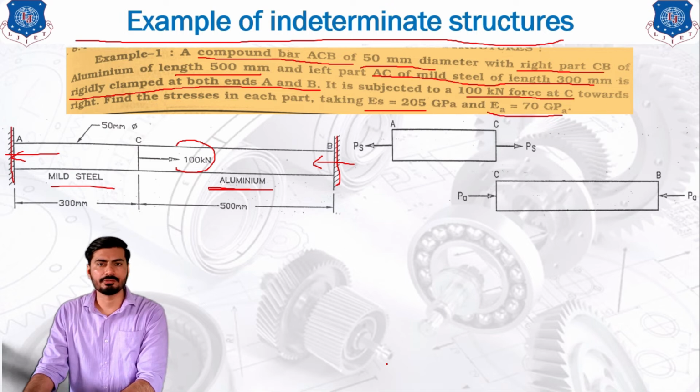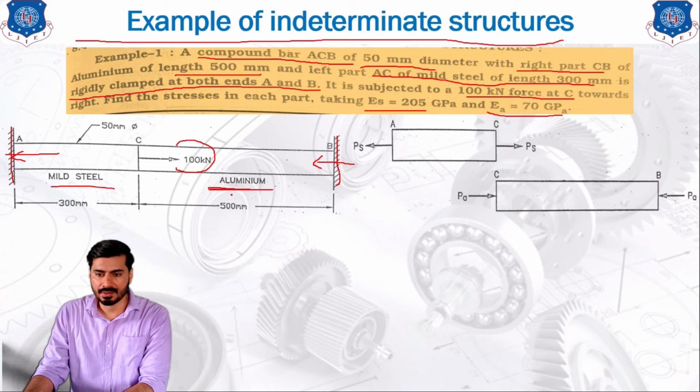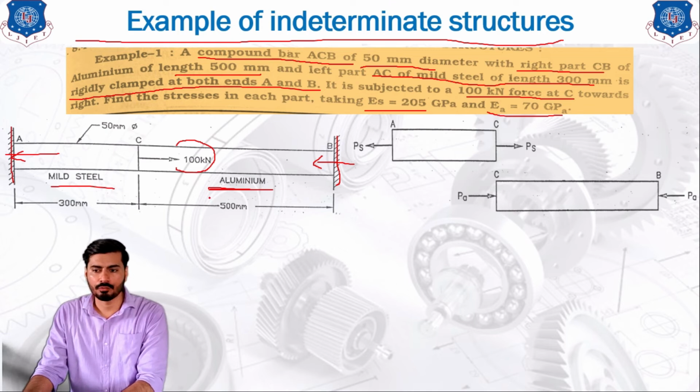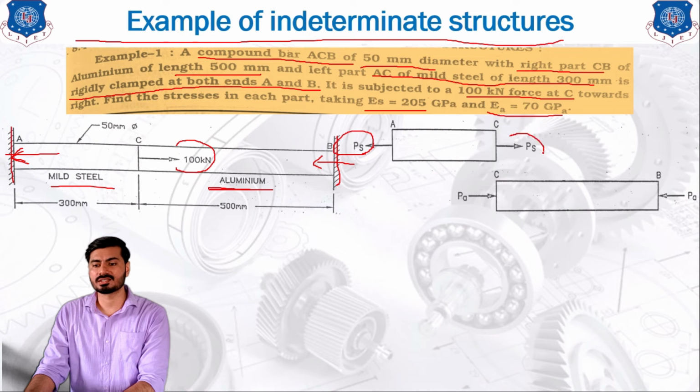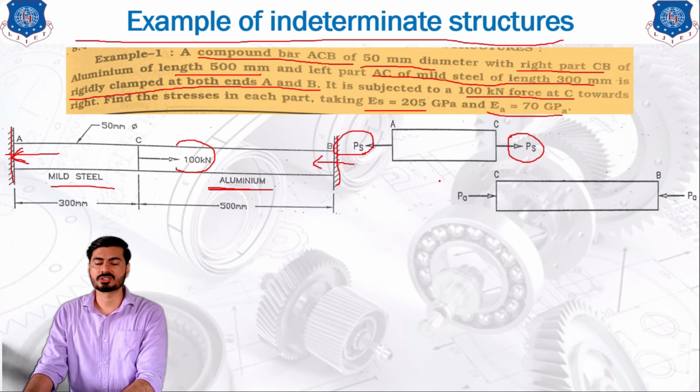So first of all, we have divided the entire figure into two parts. The first part is the part where you will see only the mild steel material. The mild steel material carries the reaction in this direction. That's why we have mentioned over here this direction. And the reaction of this reaction is in the opposite direction. So both the forces must be equal and opposite, which is represented in the given figure.